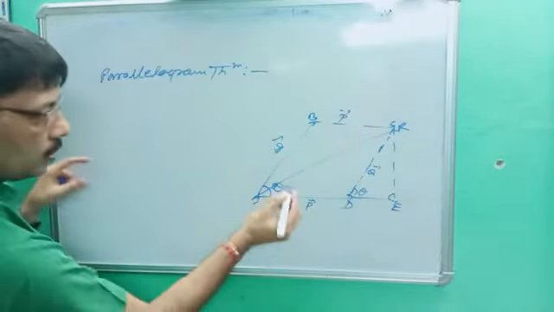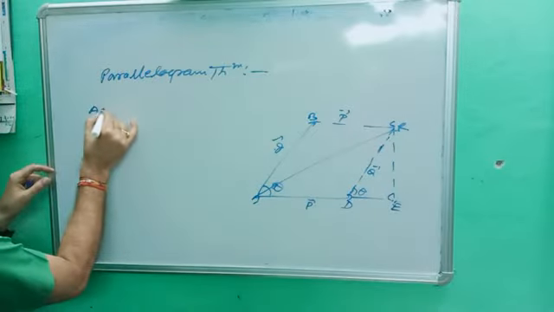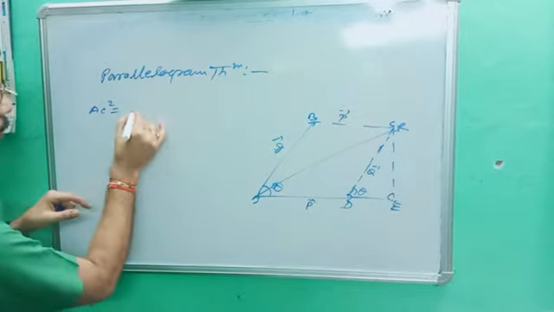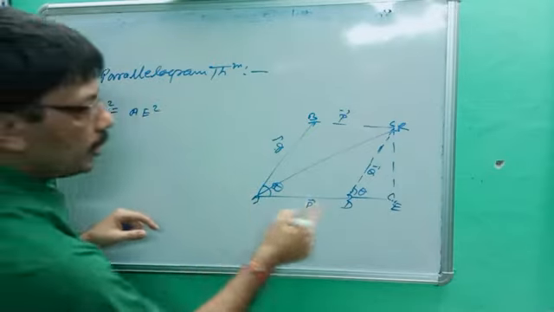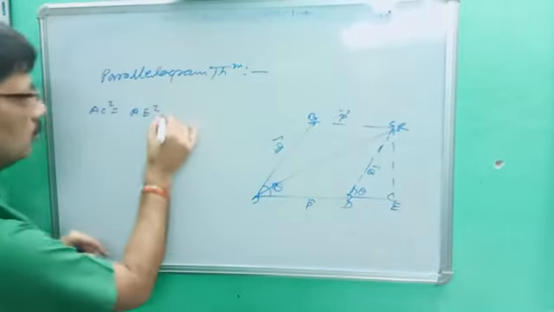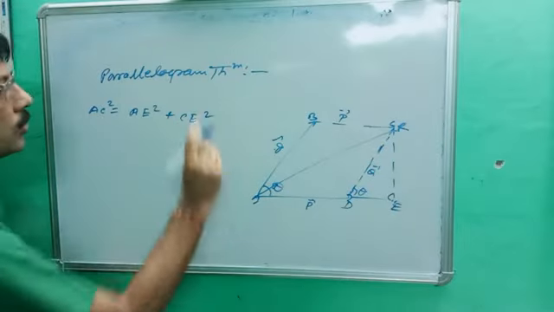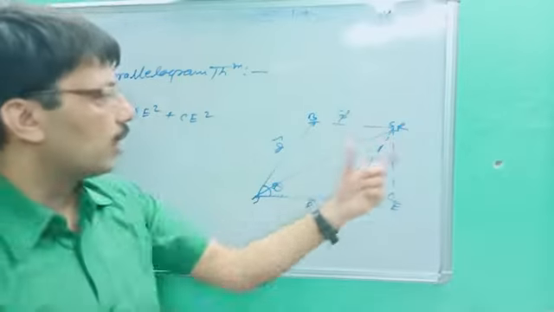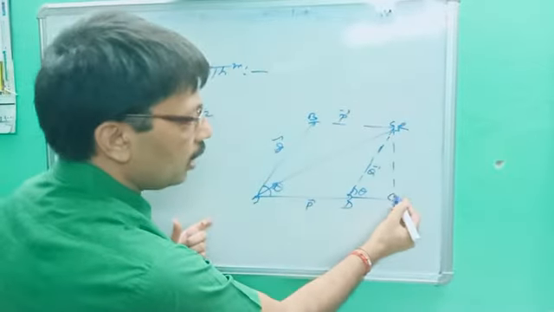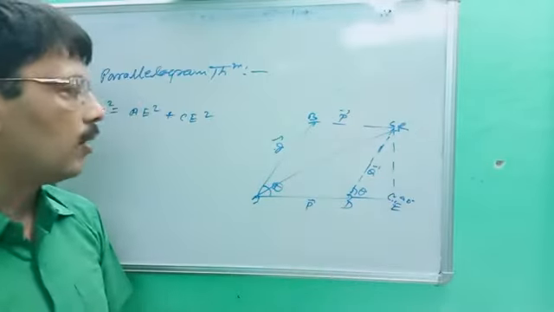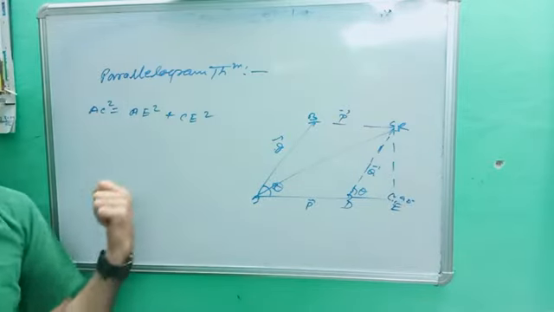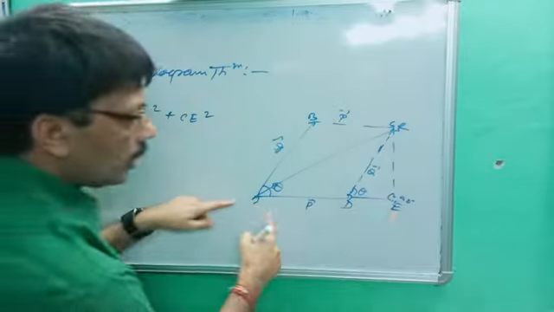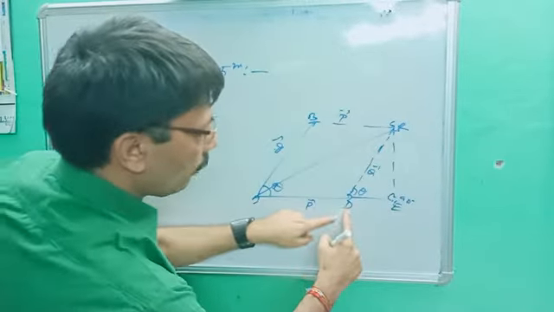So what we get for this? AC square is equal to AE square plus CE square. Pythagoras theorem. Our aim is the parallelogram, but I have started from Pythagoras. For that we have designed a 90 degree triangle, and for 90 degree we directly apply this formula. Okay. Now AC square is equal to AE square plus CE square, and what will be AE square? AE square is equal to AD square plus DE square.